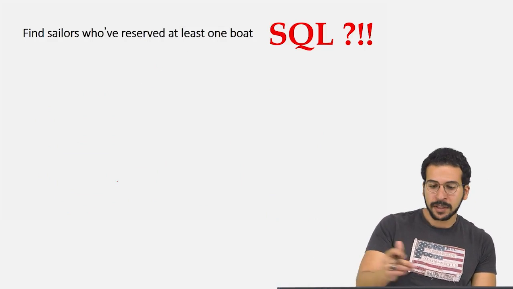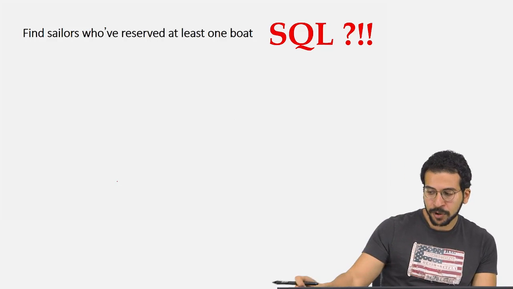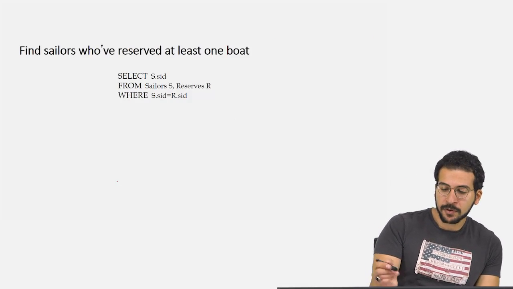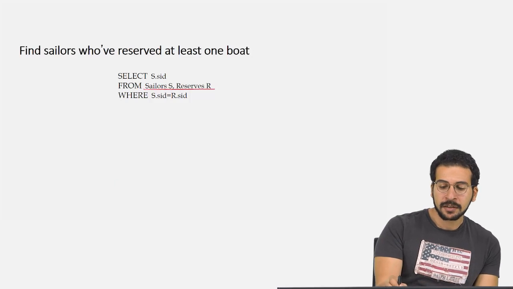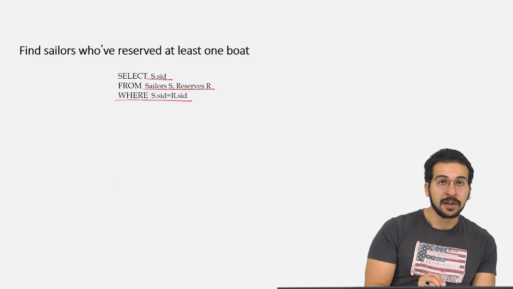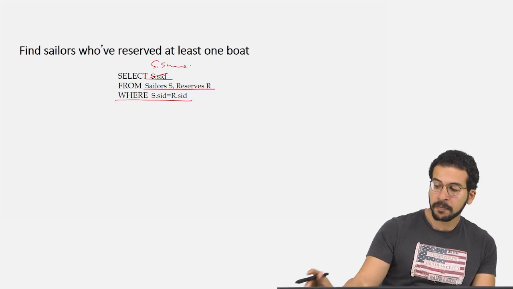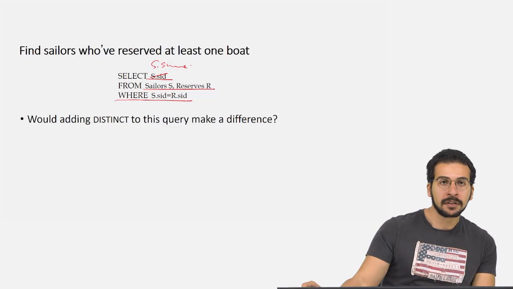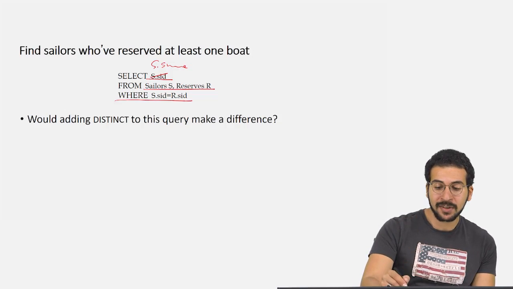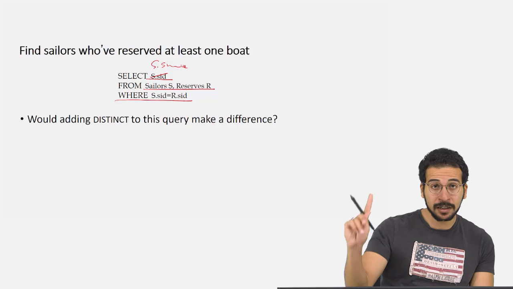So let's look at another example. We want to find sailors who have reserved at least one boat. What will be the query to do that? This is easy. One way to do it is to select from sailors and reserves, do the join between them, and select SID. What if you want the name? Instead of the SID, you say s.sname. What if we add distinct? If we have two people with the same name, and we have sname, it will return only a distinct name for these.